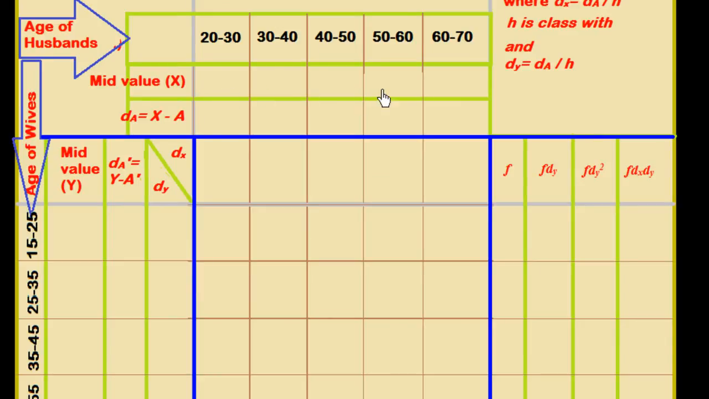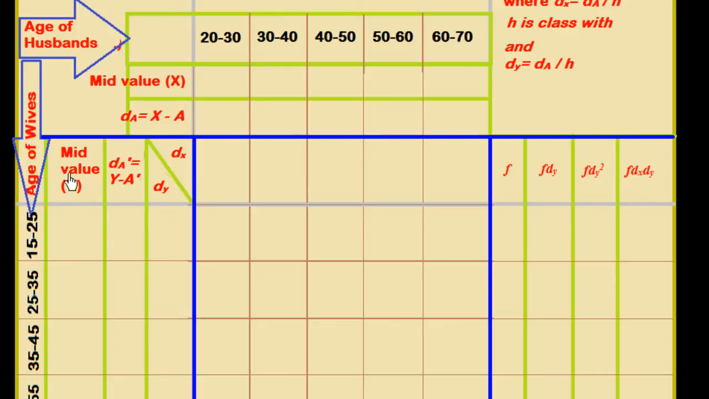In the second row we have to write down the mid value of these class intervals. So we add 20 plus 30, which is 50, and divide by 2. We are taking the average, so we get 25. Here we get 35, 45, 55 and 65. Then we take one number as an assumed mean, find the deviation of this mid value from that assumed mean and write it down here.